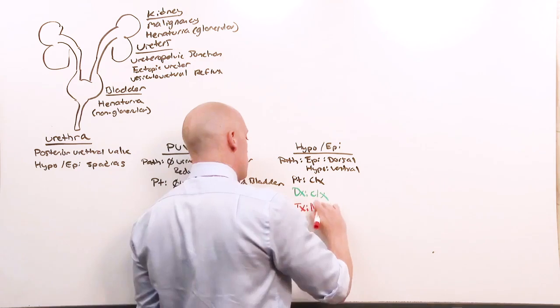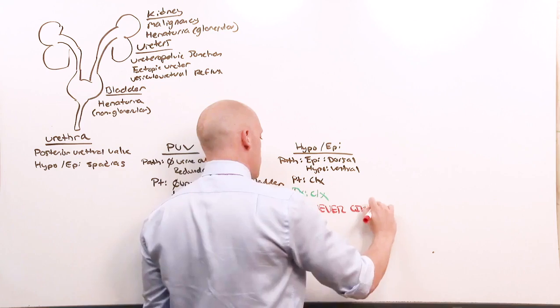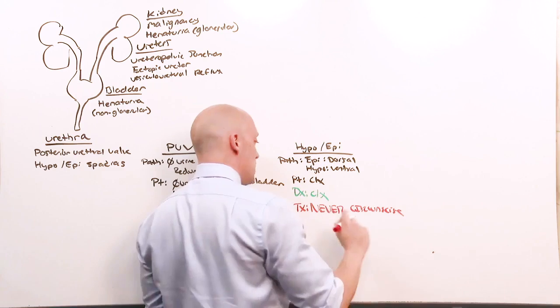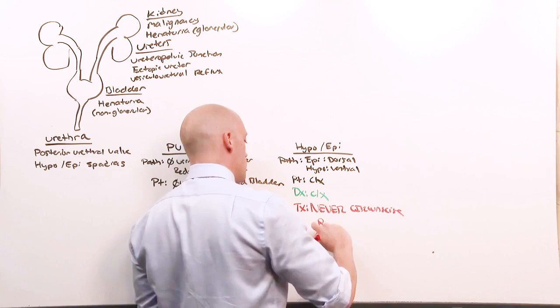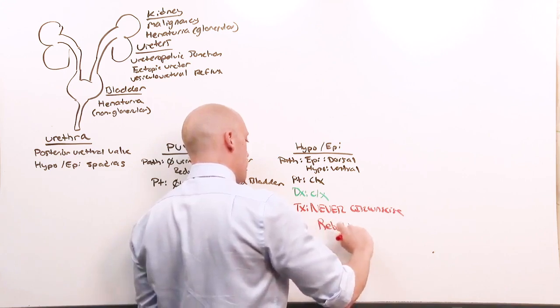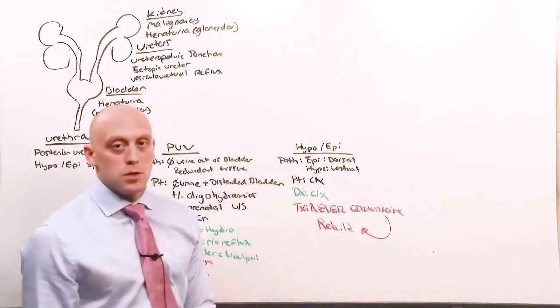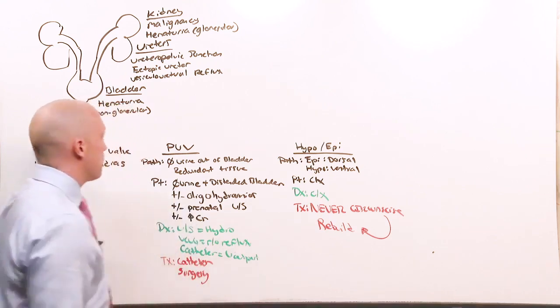The thing you have to know for your test, and the thing you have to know for life, is that you never do a circumcision. You need that extra tissue to rebuild the urethra. You're going to need the foreskin to reconstruct the penis to put the urethra where it's supposed to be. These two are not so hard.